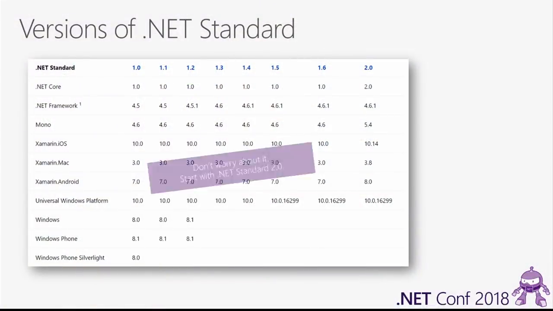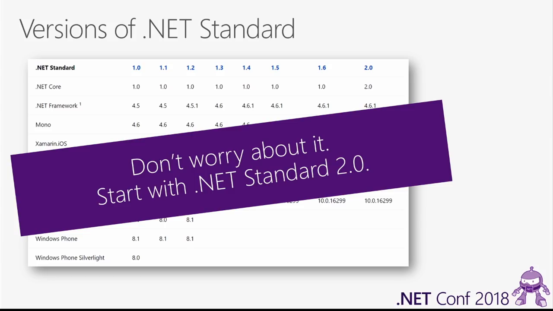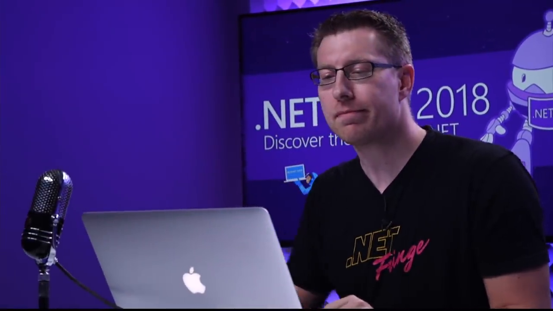Another question that I very often get is about version numbers, like how many versions do we have in .NET Standard and where do they run and all of that. Point is, don't worry about it. You should really just start with .NET Standard 2.0. It is the best trade-off between reach and number of APIs that you have available to you. So if you're new to .NET Standard and you don't know how to select the version number, don't worry about it. Just start with 2.0 and you're pretty much good to go.